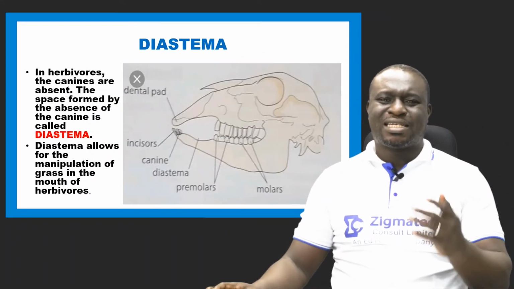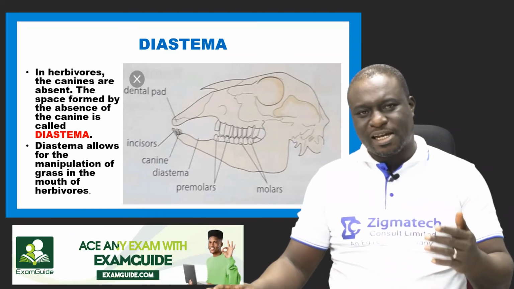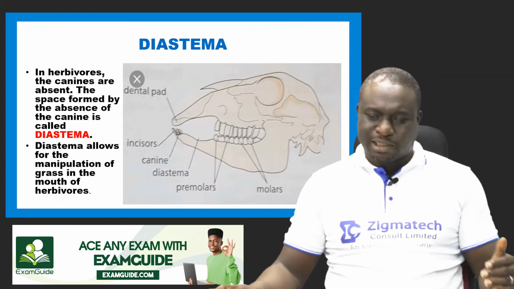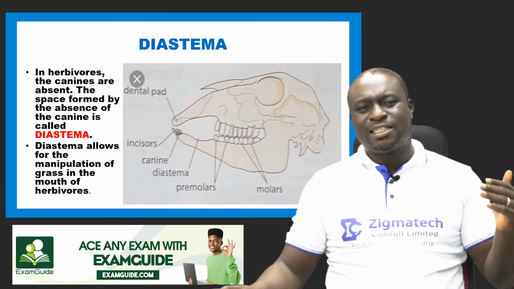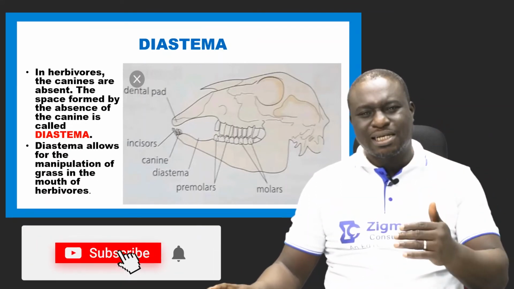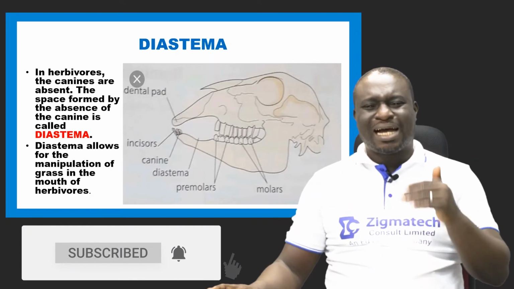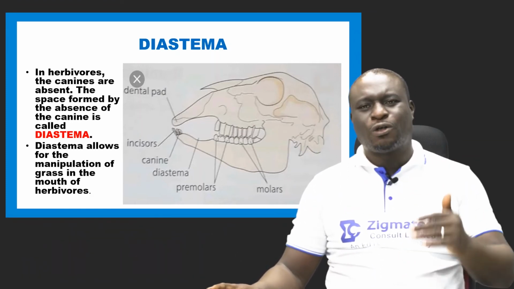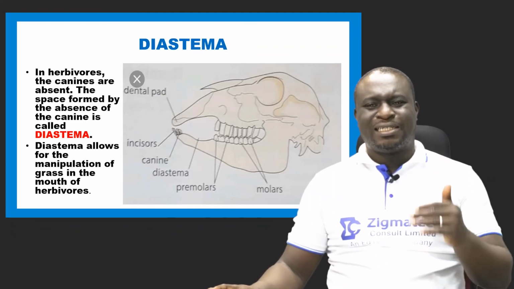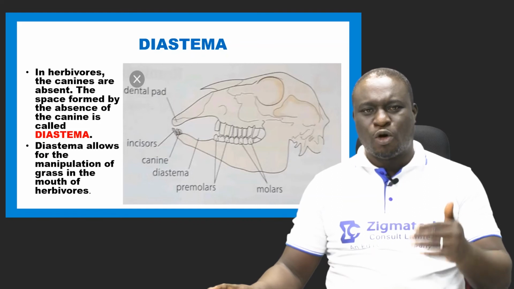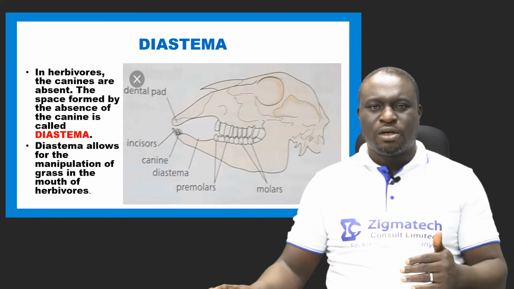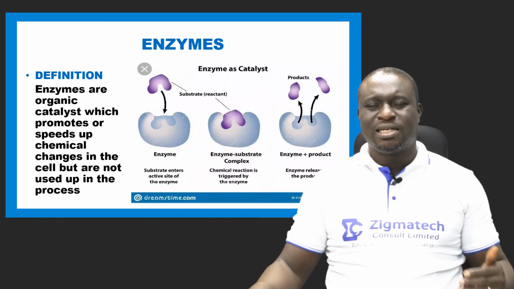And then we'll have the next modification of teeth in the mouth, mostly in herbivores. We have that modification called diastema. Now, if you go back to the dental formula of the rabbit, you will discover that there was an absence of canine. That absence of canine is called diastema. Diastema helps the animal or mammal to manipulate grasses in their mouth.